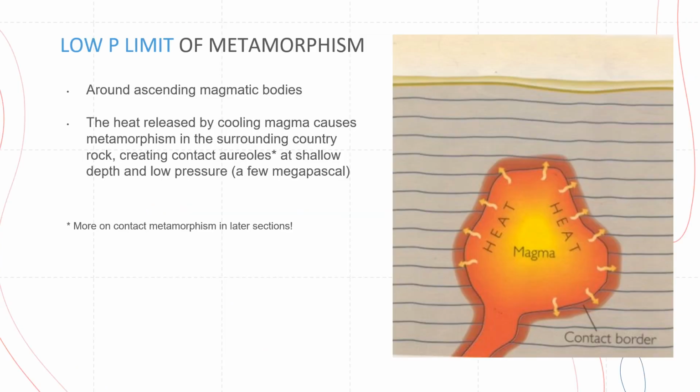Another important player in the formation of metamorphic rocks is pressure. So we need to define the lower and upper limits of pressure in metamorphism. The lower pressure limit could be found in the creation of contact aureoles. We will talk a bit more about contact metamorphism later, but what you need to know now is that it is metamorphism that occurs around magmatic bodies, and it usually happens at a shallow depth, which means that it has low pressure because it's so close to the surface.